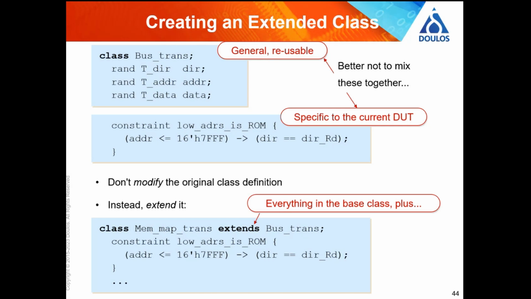What it's saying is class memMapTrans extends busTrans. This is a really, really powerful concept, because we're taking this quite project-specific thing called a constraint, and instead of making the original transaction project-specific, we are creating another project-specific transaction. And what is really cool is all of the code that we wrote to work with the class busTrans also works with this new class memMapTrans.